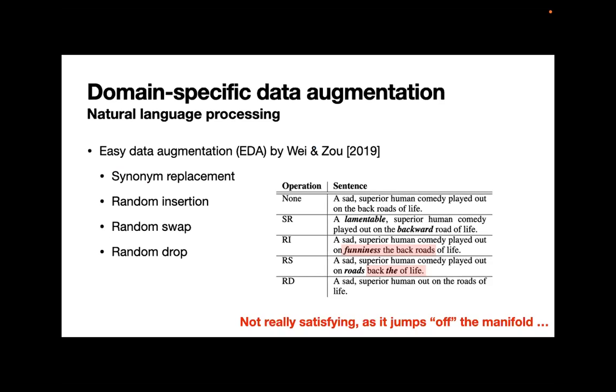Now, of course, that doesn't mean that whatever synonym they replaced makes the sentence well-formed, staying on the data manifold, because often you need to change the words quite significantly, depending on what kind of language we're talking about. And they introduce random insertion, random swap, random drop. As you can imagine, sometimes they make sentences that make sense, but more often they don't. So not really satisfying, as this easy data augmentation jumps off the manifold. And our goal is to make sure that our classifier stays relatively smooth over this data manifold.